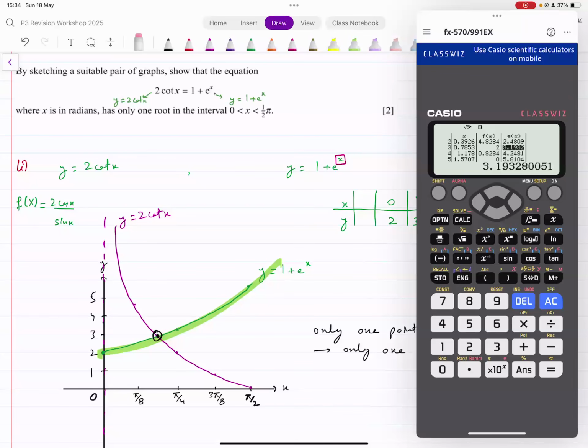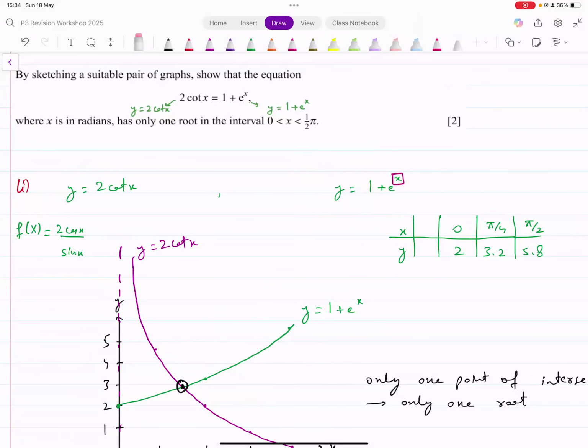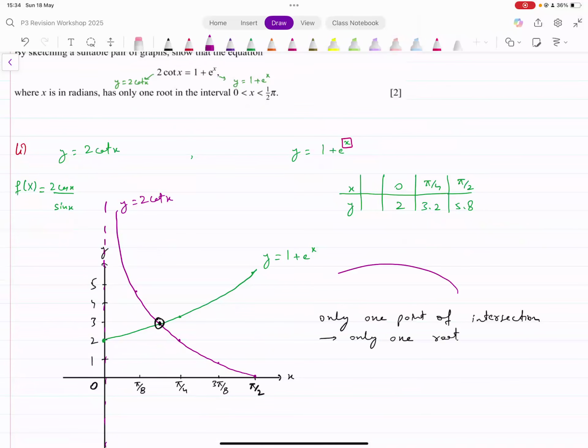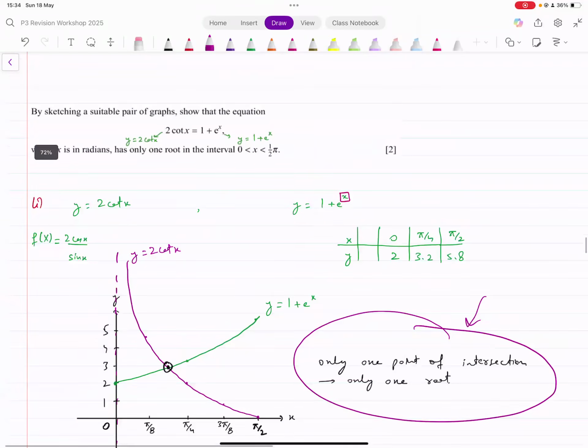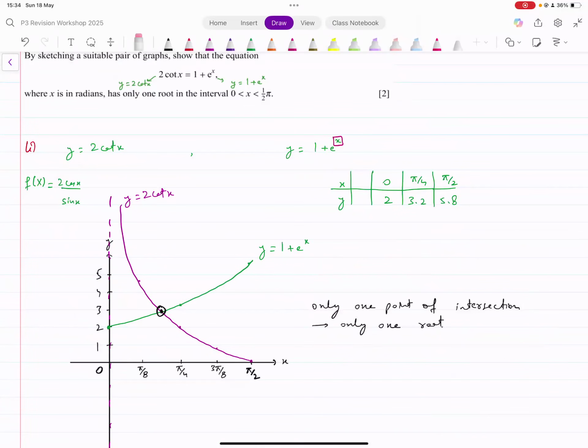And then the question is saying, show that this equation has only one root in this interval. How do we show that? We have to write down now that there's only one point of intersection. Since there is only one point of intersection, that is why there's only one root. Writing down this statement is important. Otherwise, even with all of this effort, it's a 2-mark question. If you don't write that statement, you only get 1 out of those 2 marks. So if there's only one root, you write that there's only one point of intersection. That is why there's only one root. And you can mark that point in the diagram as well, that this is the one root that we've got.